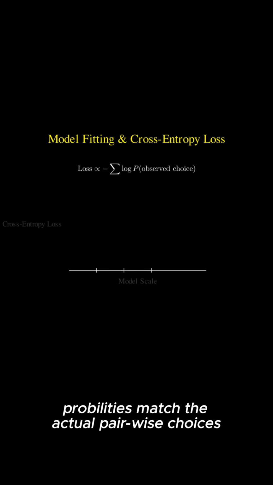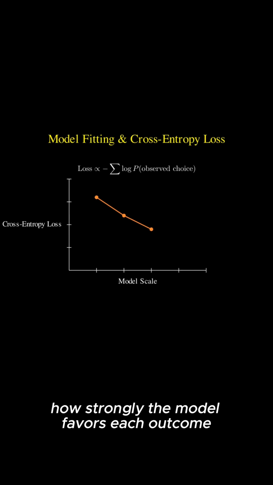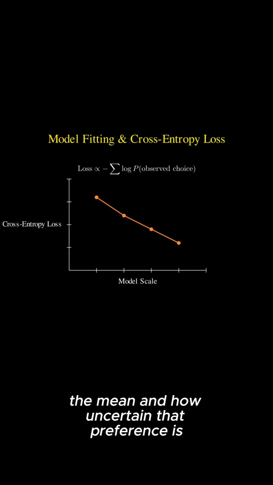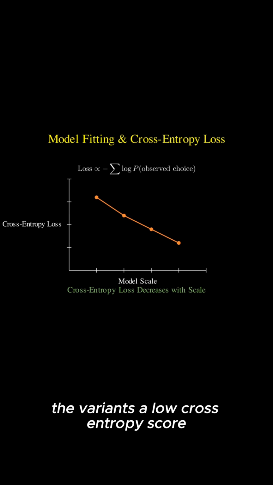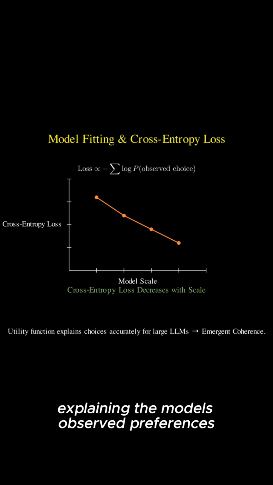We adjust each outcome's mean and variance so that the Thurstonian model's predicted preference probabilities match the actual pairwise choices. In doing so, we arrive at a best fit utility curve that captures both how strongly the model favors each outcome, the mean, and how uncertain that preference is, the variance. A low cross-entropy score indicates that these fitted utility values do a good job explaining the model's observed preferences.